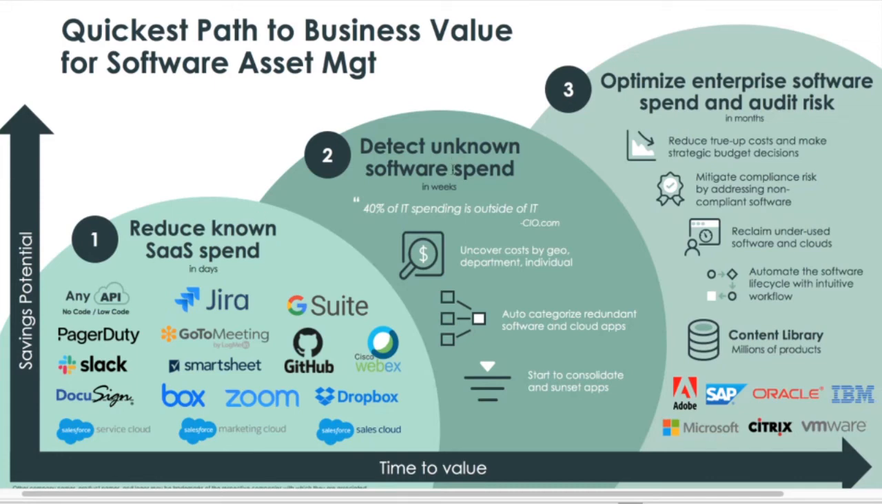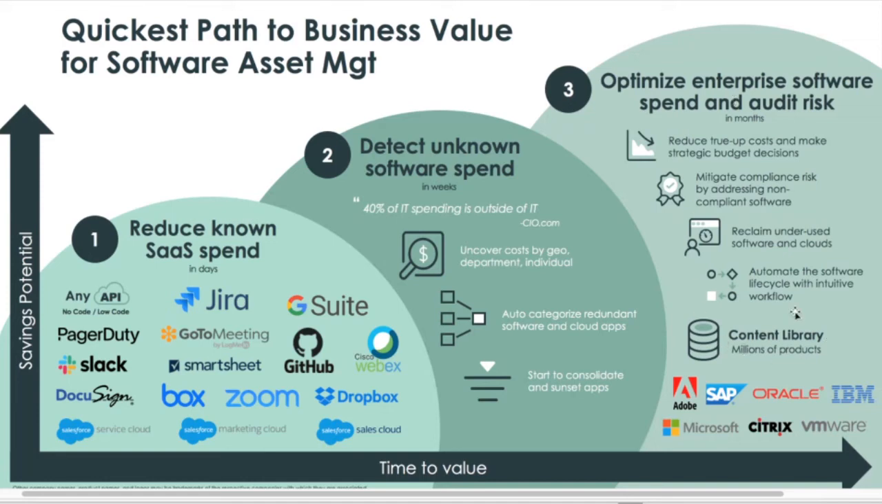Others to detect unknown software spend. So looking for and understanding where you're not really utilizing the software itself and opportunities to sunset, as well as identifying some of those redundant software opportunities. And then the last one here we kind of mentioned was around really being able to manage compliance and reduce your audit risk and reduce the cost from an overall compliance perspective.